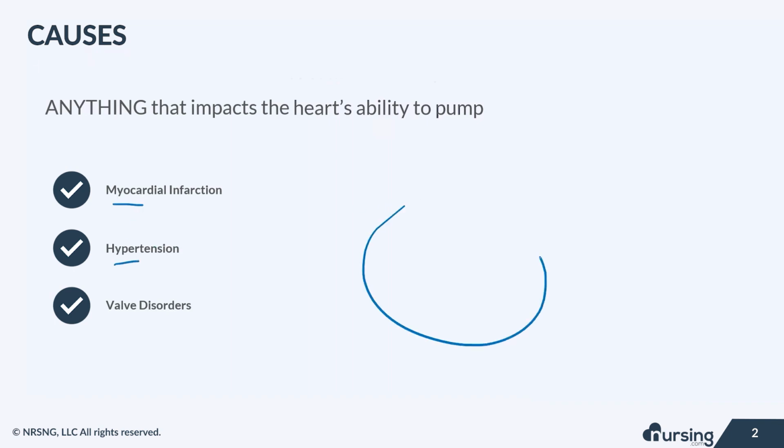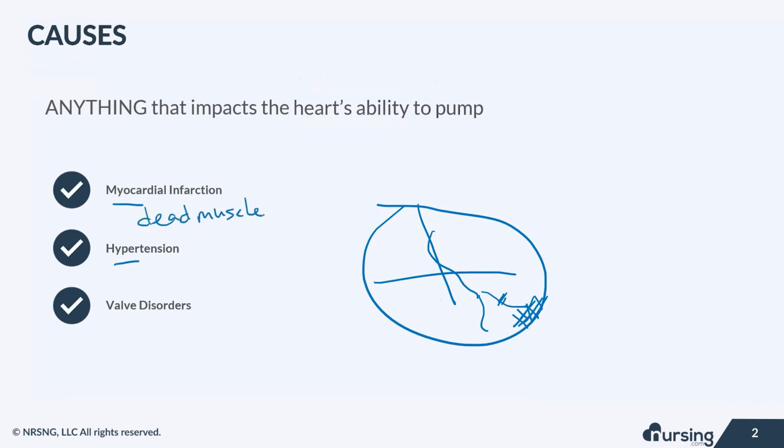So what's going on? Here's our heart. We've got our 4 chambers. We've got our blood flow. So if one of these coronary arteries is blocked, then we'll see this muscle down here is going to die. Big thing with an MI, dead muscle cannot pump. So if dead muscle can't pump, then we lose the heart's ability to pump.